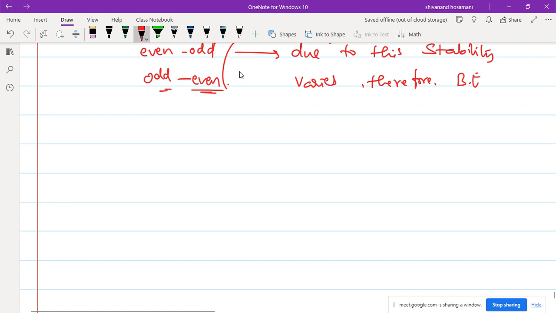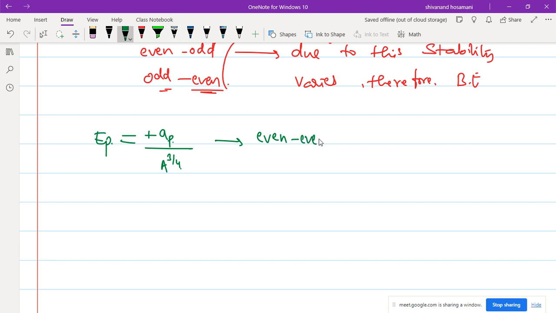Therefore, this energy is defined as E_P, the pairing energy part, that is equal to plus a_P divided by A to the power of 3/4. So this is for even-even nuclei. If there is an odd-odd nucleus, then we treat this as minus E_P, because more stable means more binding energy. So even nuclei are going to be more stable. Therefore, it is going to contribute; it is not going to decrease. But in the case of odd, this is going to decrease the binding energy. So we treat this as minus a_P divided by A to the power of 3/4.